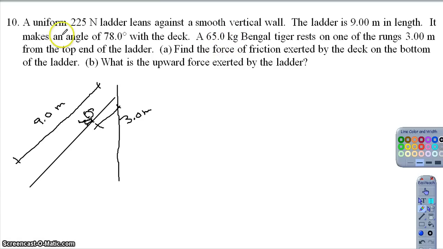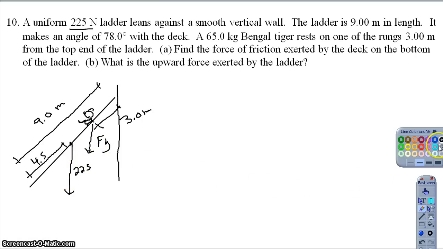And then the other big concept here is that it's a uniform ladder, right? If it's a uniform 225 Newton ladder, we know that the force of gravity has to be acting from the exact center of gravity of that object. So that force of gravity has to be acting exactly 4.5 meters up the ladder, halfway up. So 225 newtons pull straight down, acting at that halfway point. We would also have the force of gravity of the Bengal tiger pulling down.